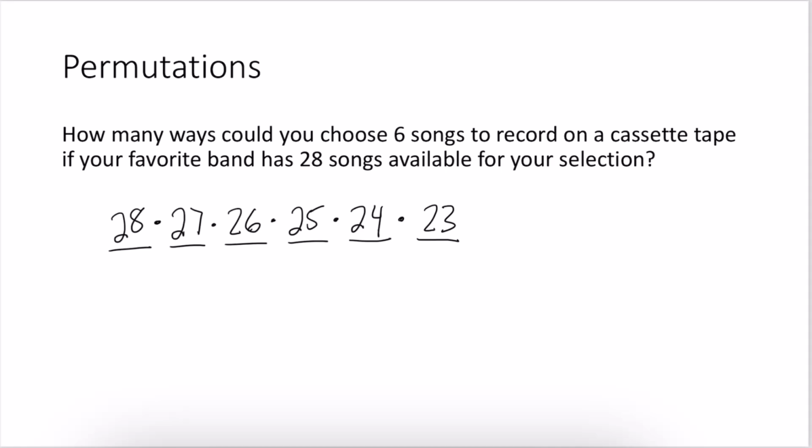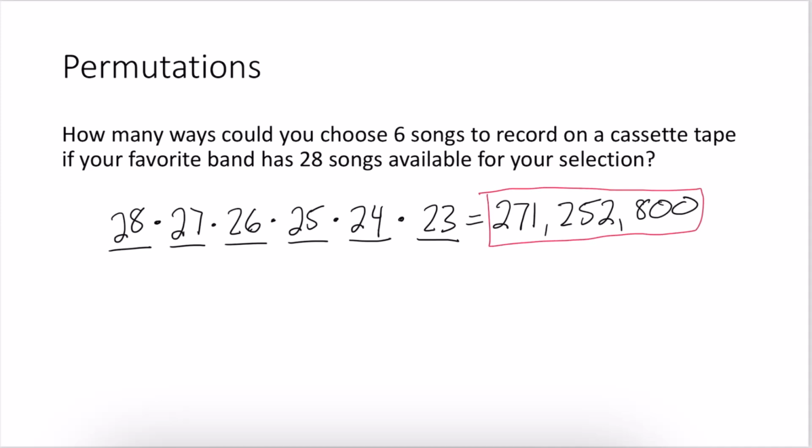And that is a very large number, because it is 271,252,800 possible ways you could choose 6 songs to record on a cassette tape. So thank goodness we didn't draw that choice tree, because it would have over 270 million branches in it. That's the power of using this mathematical way of figuring out the number of possible outcomes instead of having to draw out the choice trees.